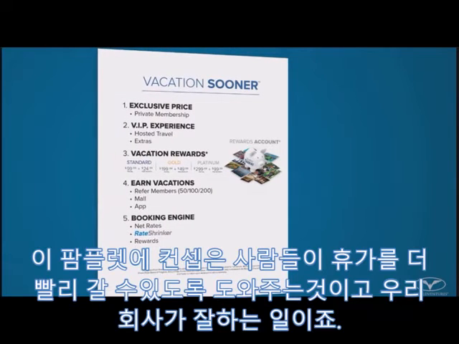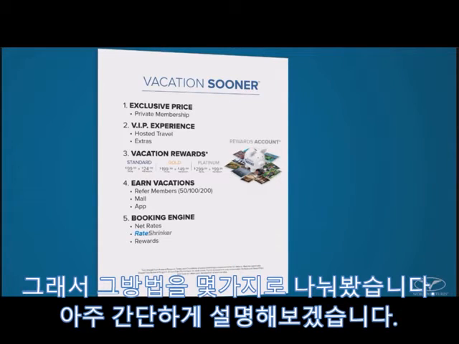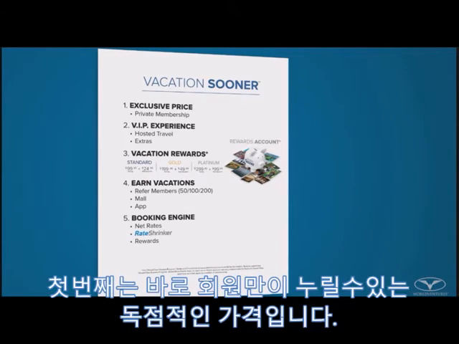All right. And so what I'm going to talk about is our whole concept: how you help somebody vacation sooner, and this is what we got good at doing. It's done through several different components, and I'm going to walk through those very quickly. The first thing, obviously, is the exclusive pricing because of our membership club.